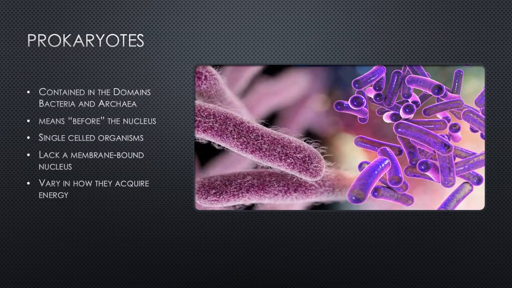So what are some of the characteristics of prokaryotic cells? First of all, like we talked about, they are in the domains Bacteria and Archaea. Prokaryote, that word itself means before, that pro part, before the nucleus. So prior to a nucleus organelle. They are single-celled organisms and they lack any membrane-bound nucleus. And then how they acquire energy varies a whole lot. So they could be autotrophs or they could be heterotrophs, parasites, mutualistic. So that's a huge variety there.